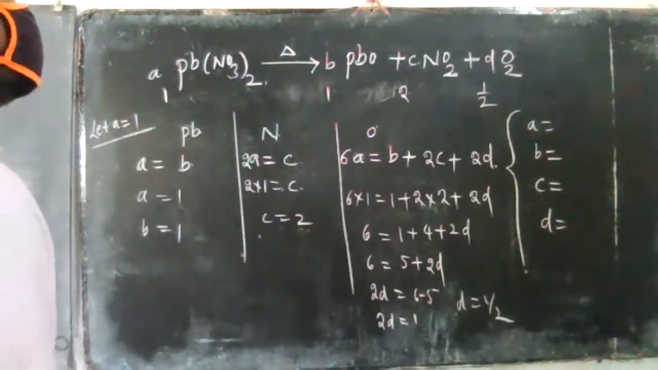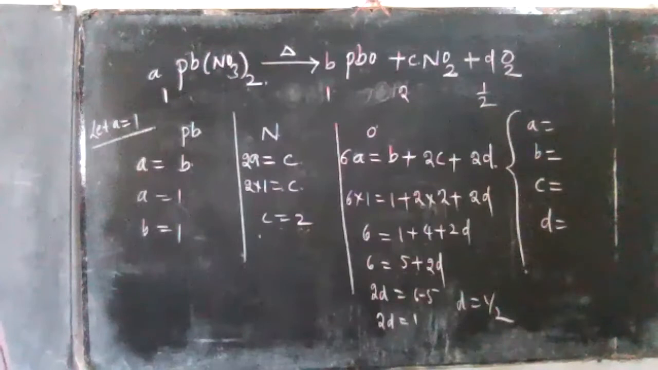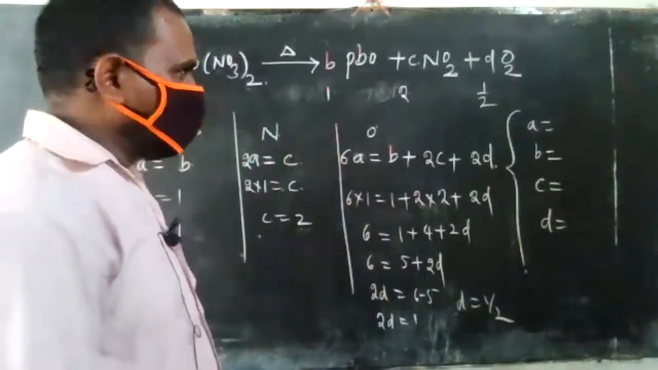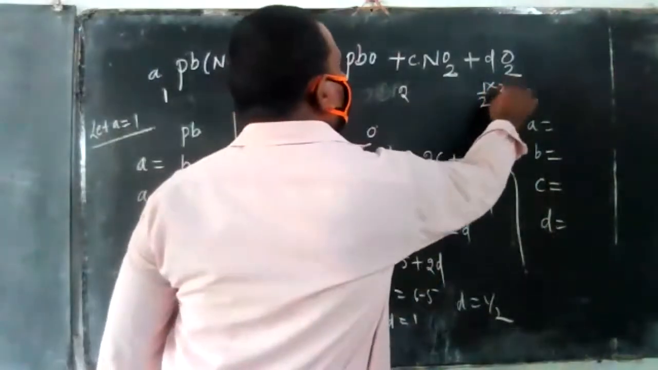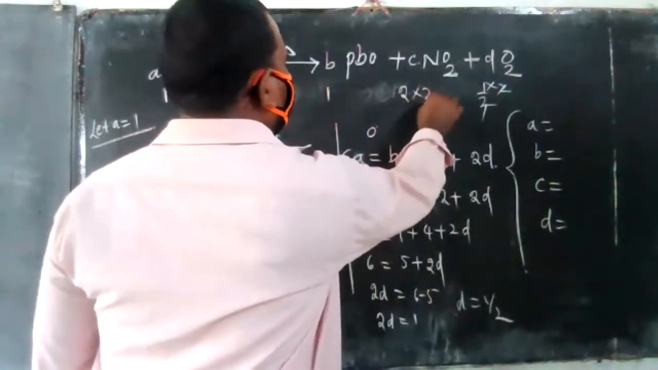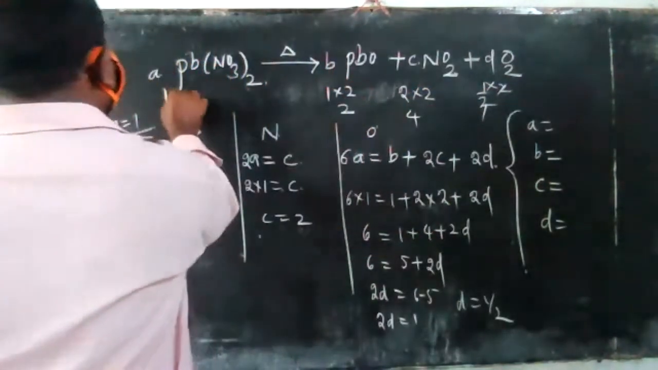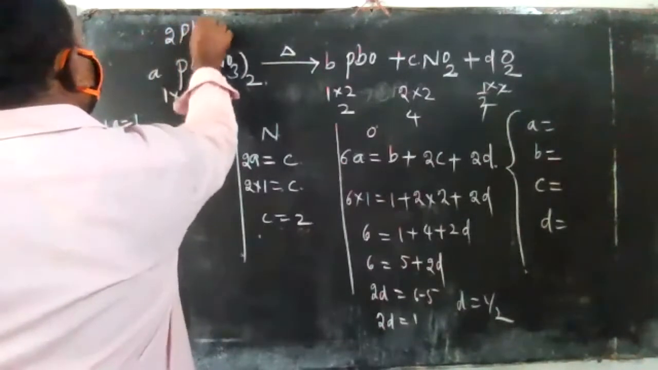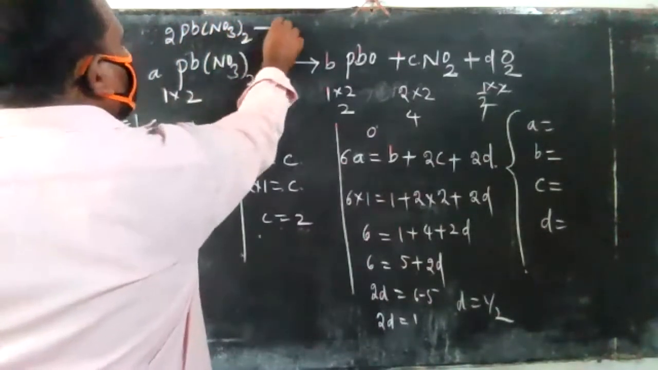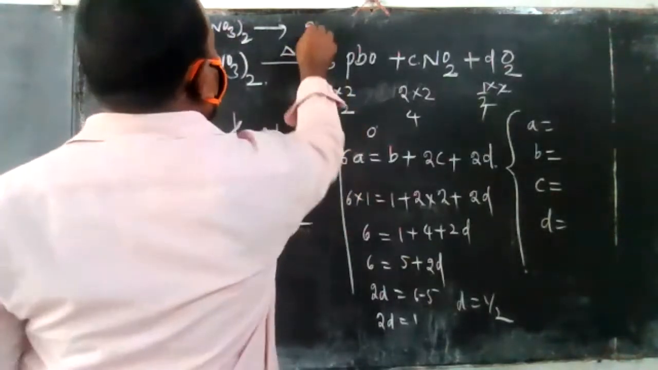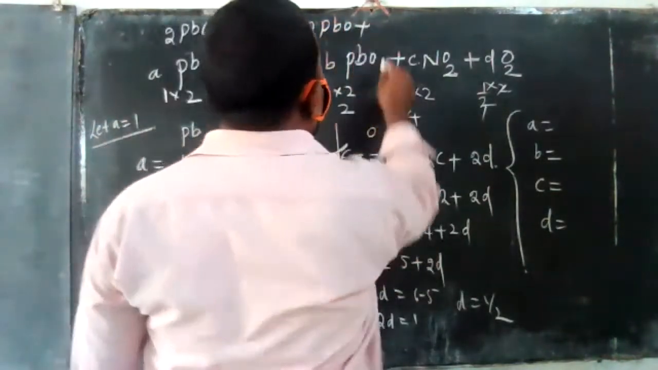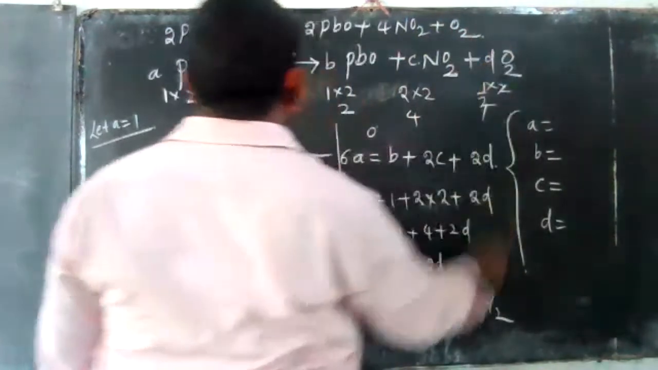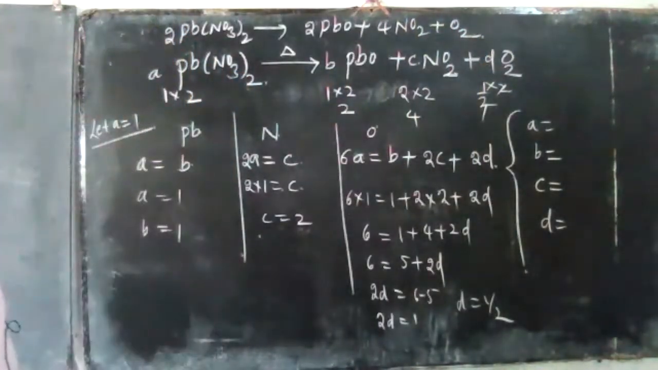When fractions are coming, to remove the fractions, take the number in the denominator, which is 2, and multiply all by 2. Now A becomes 2, B becomes 2, C becomes 4, D becomes 1. So 2Pb(NO3)2 gives 2PbO plus 4NO2 plus O2. So this is a balanced equation.